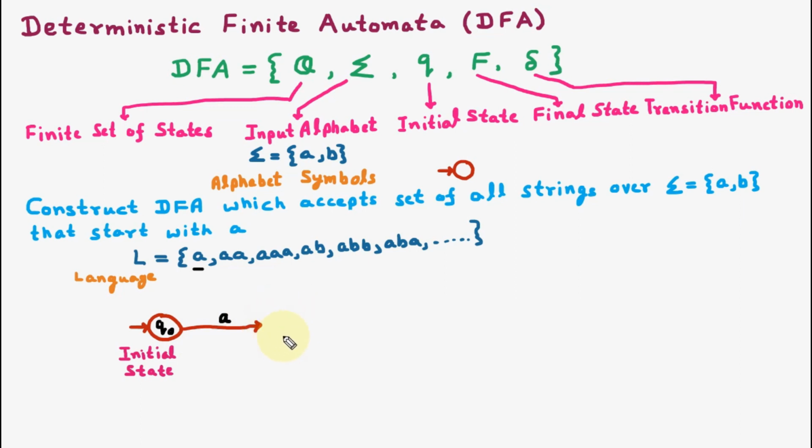Now here we are going to draw another state, but the important thing to note is that this A is accepted by the DFA, which means it will be the final state. Final state is a state where the string is accepted and that is represented by the double circle. So as single A is accepted by the DFA, that's why I am providing the double circle. So this is the final state. And let us suppose that the name of this state I am giving is Q1.